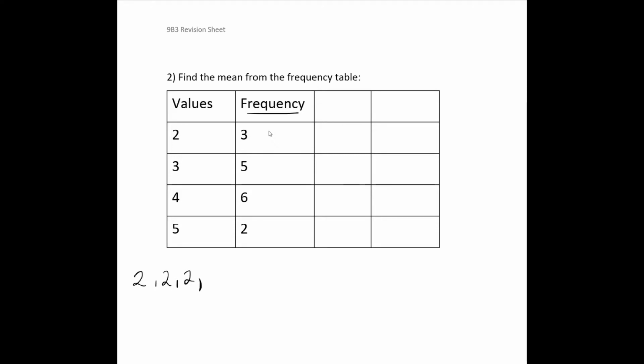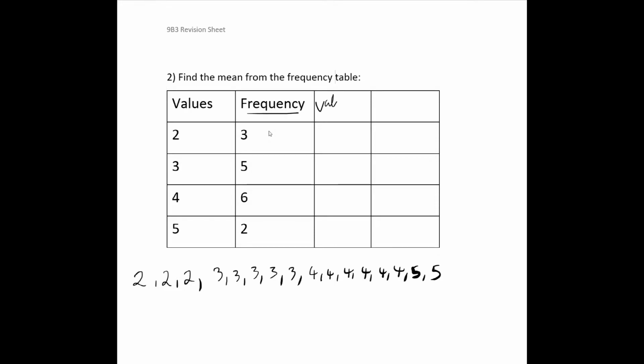The value 3 would come up 5 times. 4 would come up 6 times. And 5 would come up twice. To work out the mean, we would have to add all of these values up and then divide by how many there were. But that would take quite a long time. The easier thing to do is instead to multiply each value by the frequency.